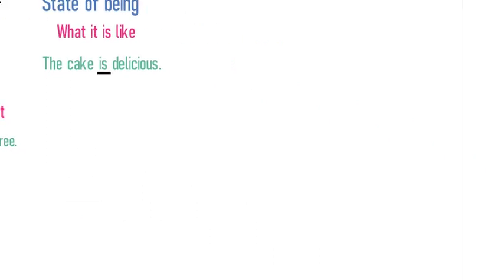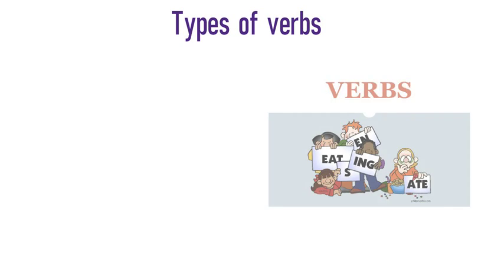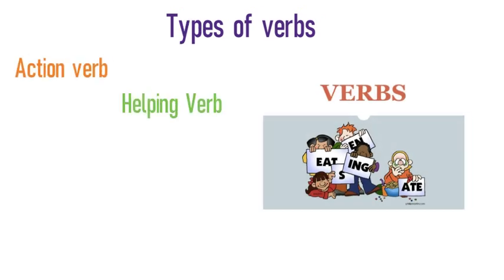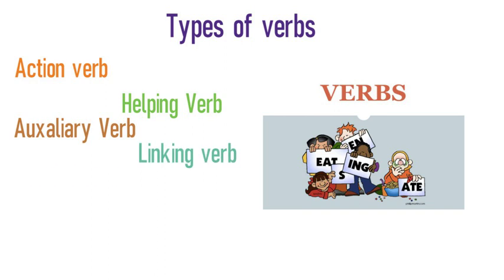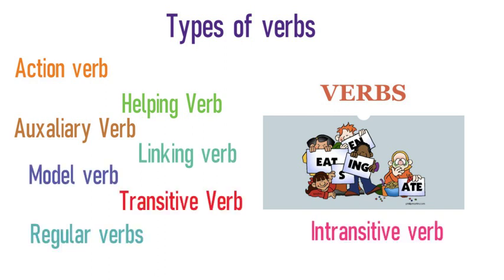Types of verbs. There are several types of verbs including action verbs, helping verbs or auxiliary verbs, linking verbs, modal verbs, and transitive verbs or intransitive verbs. Let's understand them one by one to clear our concepts.